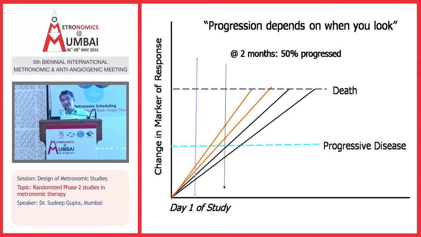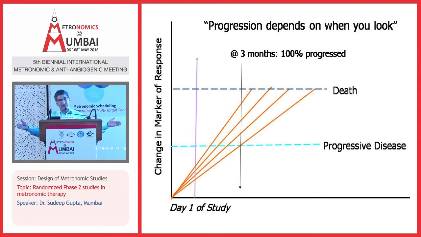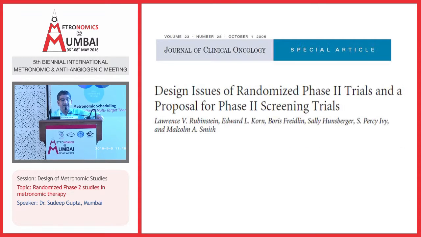So for example, in this particular example, if you measure the progression in one arm at 2 months, then 50% have progressed, but if you choose to measure the progression at 3 months, 100% have progressed. So just the act of observation from 2 months to 3 months or every 6 weeks to every 12 weeks changes the progression free survival. And because of this, there is a problem with estimation of progression free survival, especially when you don't measure progression by a clock.